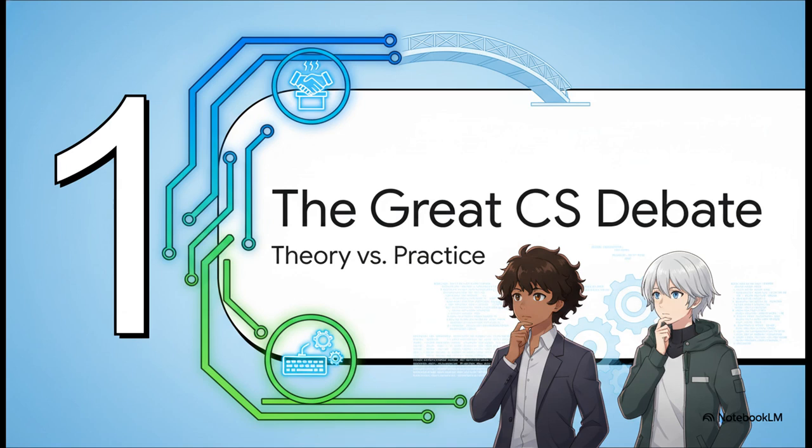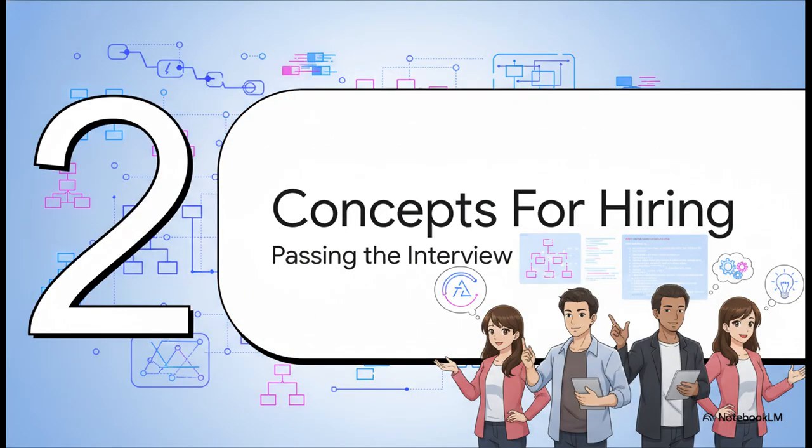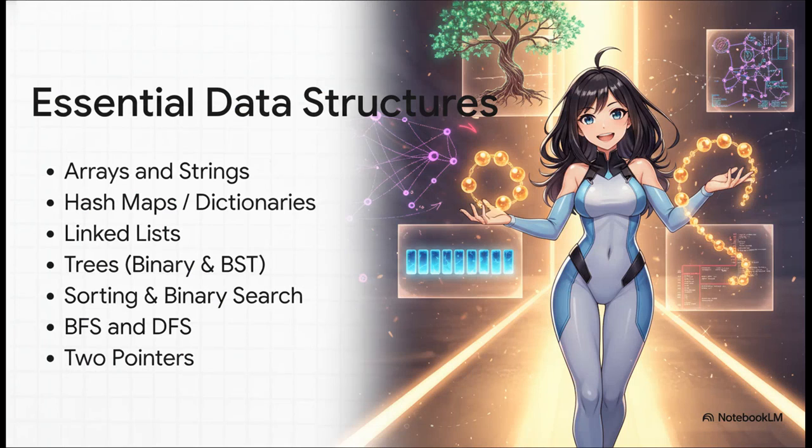All right, part 1. The Great CS Debate. Moving right along to part 2, concepts for getting hired. So, if you're applying to major tech companies, here is the reality of the situation. They are going to test you on algorithms. They use it as a standardized bar to measure your problem-solving ability. But please, don't let this overwhelm you. Just focus on these specific essentials.